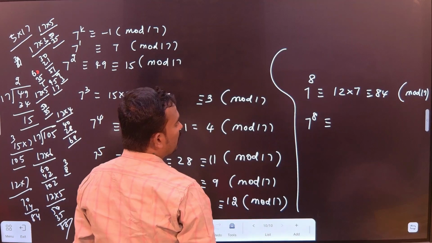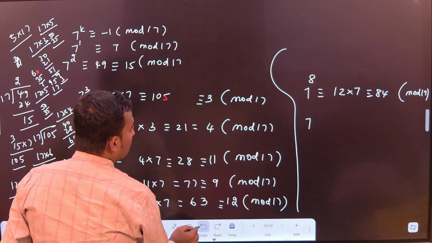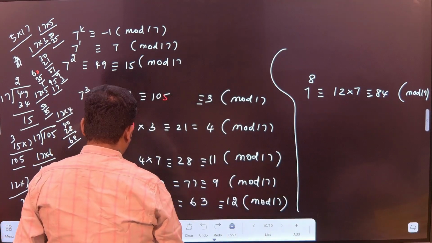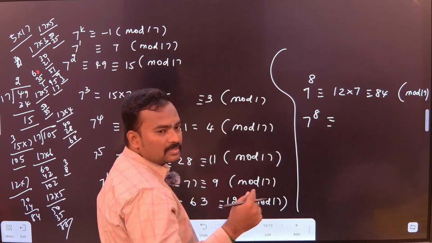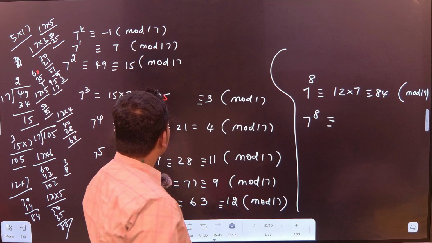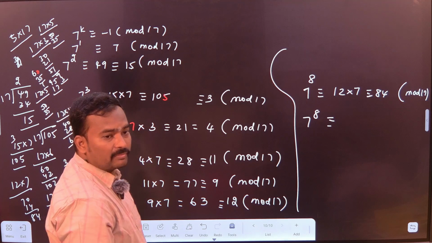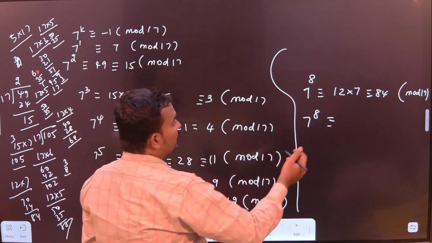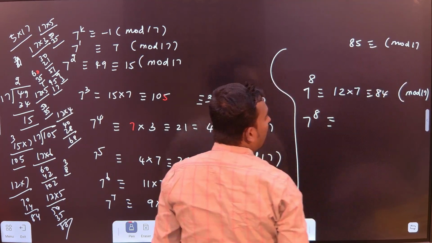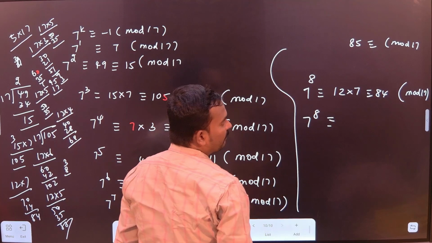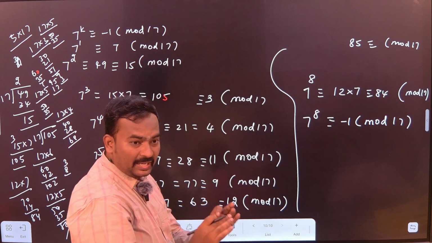84. That means, sorry, we made one mistake here. You can see how to rewrite this one. 7 power 8 is congruent to, when you divide 84 by 17, you will get minus 1, because you can see when you multiply 5 times you will get 85. 17 into 5 is 85. So 85 is there, congruent modulo 17. You will get remainder, here 84, here 85. So the minus 1 is the remainder. Clear?